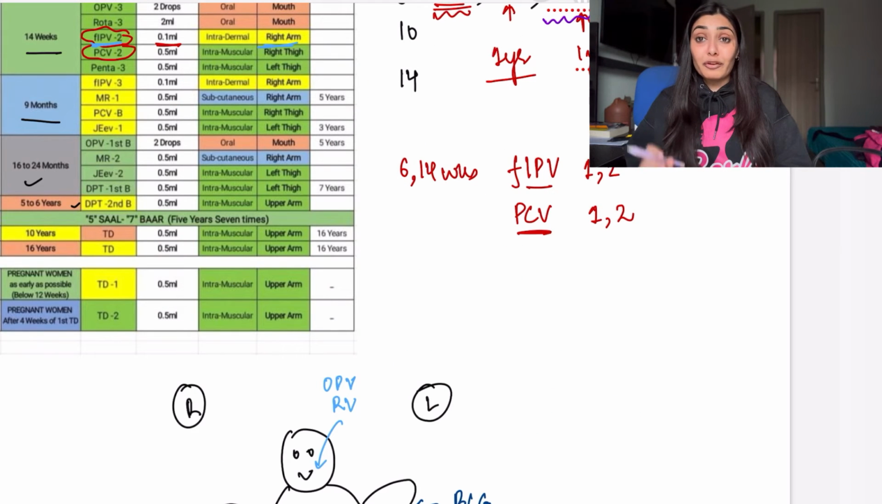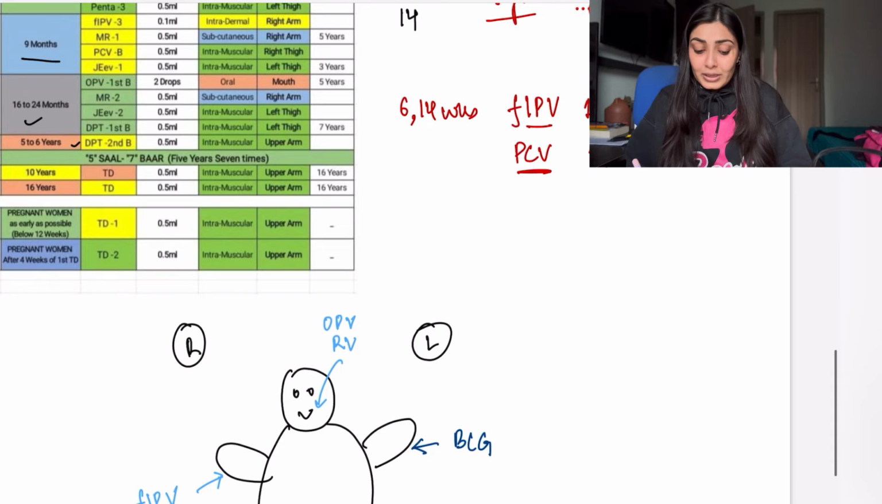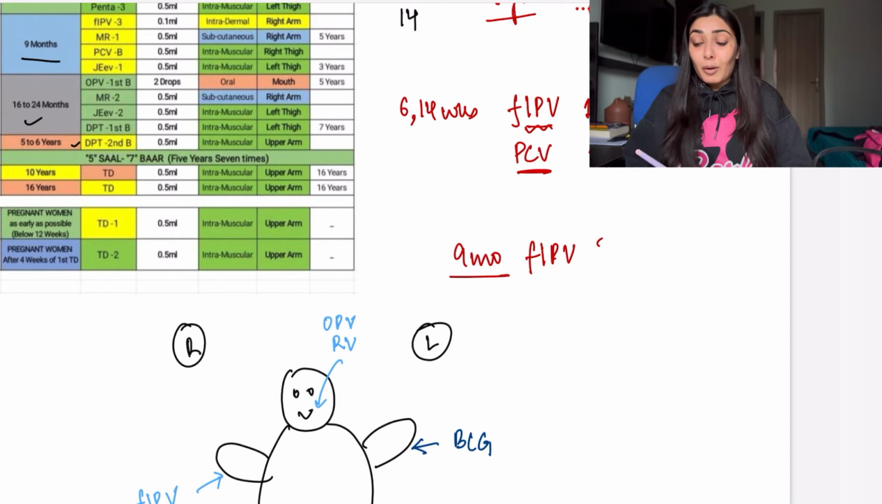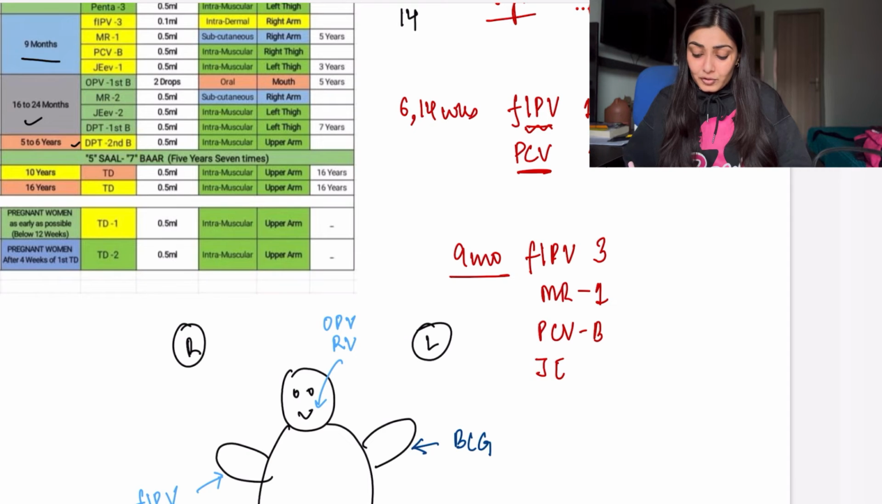So this completes 6, 10 and 14 weeks. Now the next age at which we make this child visit us is 9 months of age. At 9 months of age, the remaining dose of fractionated IPV is given: fractionated IPV, third dose. Apart from that, MR dose 1, PCV booster and Japanese encephalitis vaccine, first dose. And at the subsequent visit at 1.5 to 2 years, the boosters and second doses, right?